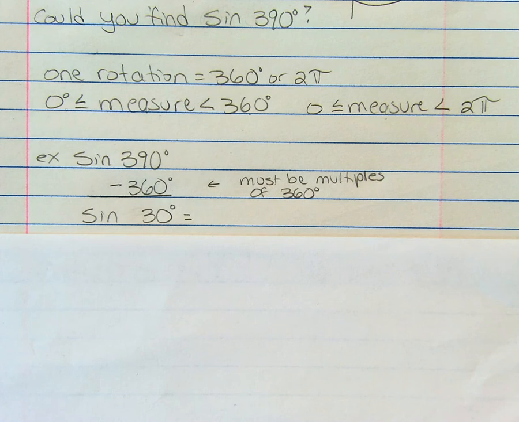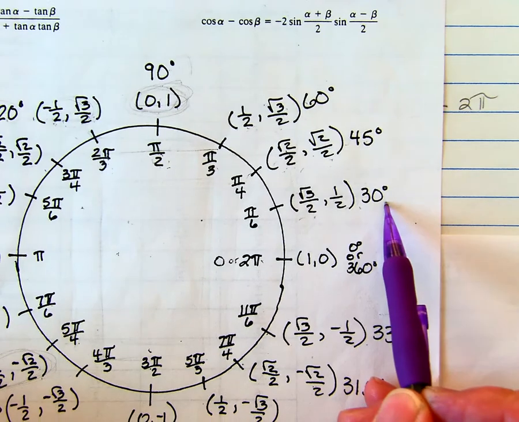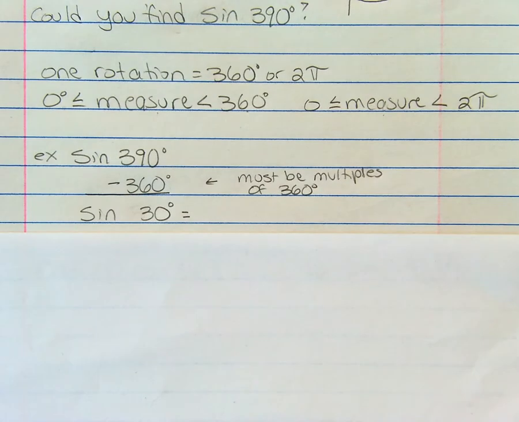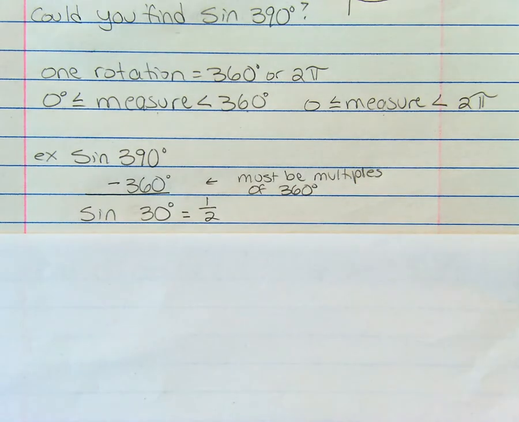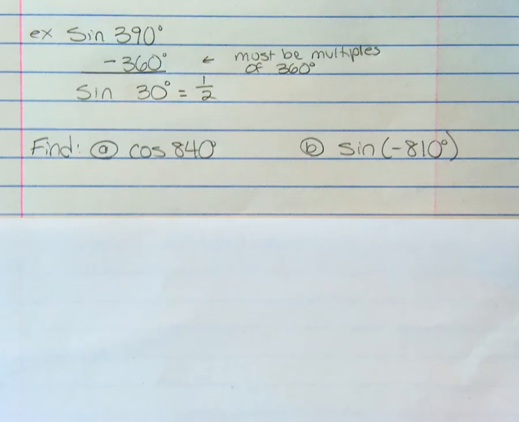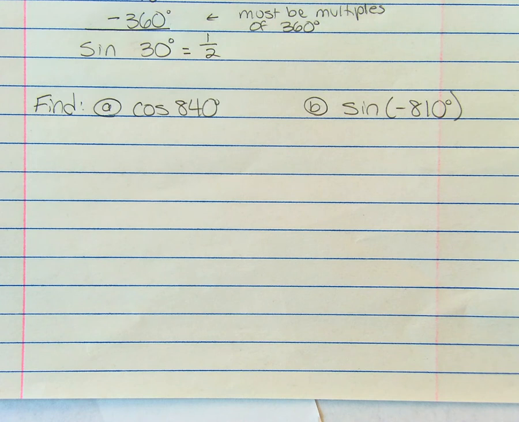Well, the sine of 30 is easy enough to find on the unit circle. So you'll get out your circle, find 30 degrees. Sine is the y value. So your answer is just 1/2. Again, at any time, hit the pause key if you need to. Now we'll look at a couple other problems. Write these down, and again, hit the pause key if you need to.